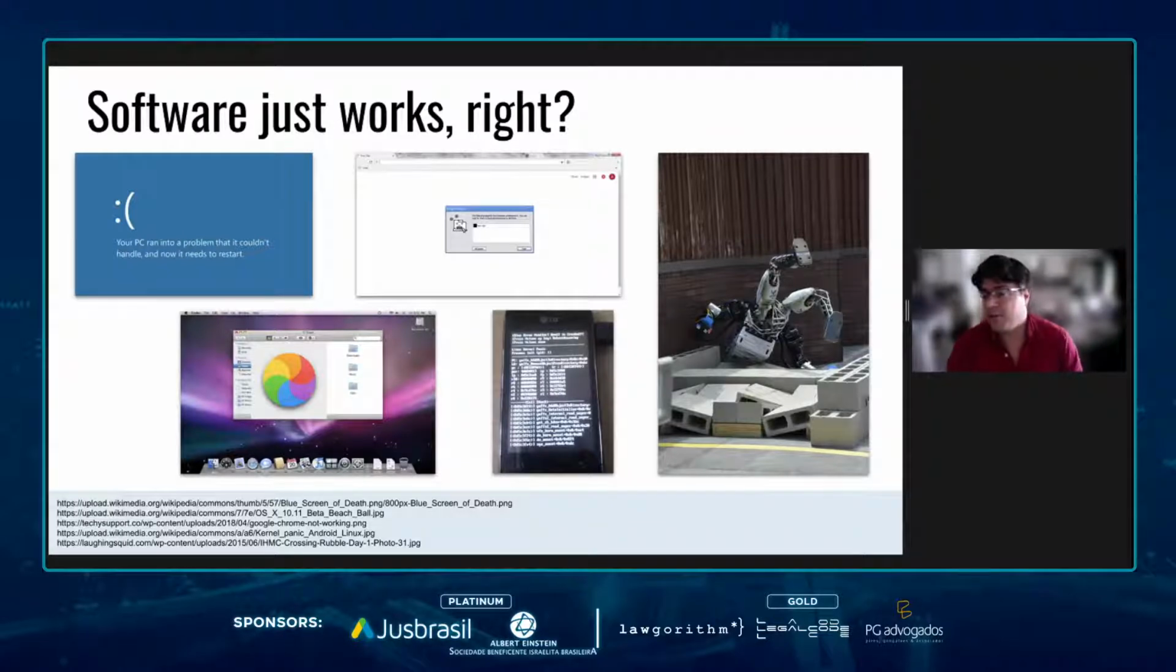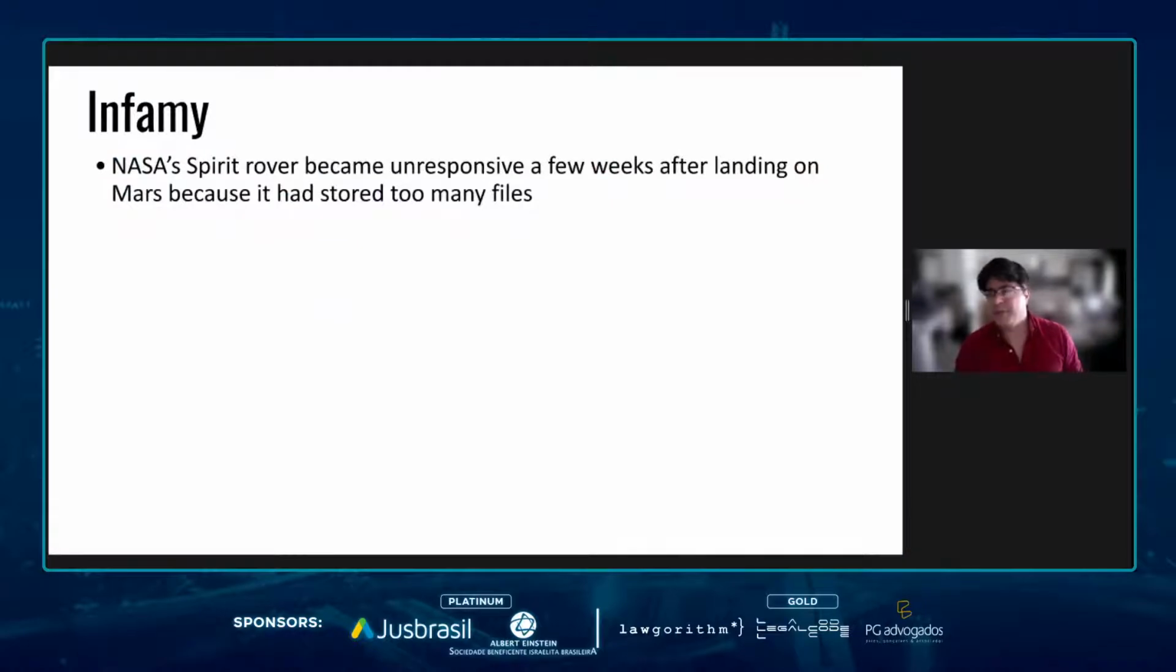And we can even see real live robots crashing due to bugs. But if we look back towards history, some infamous bugs that we can think about are the NASA Spirit rover that became unresponsive a few weeks after it landed on Mars. And this was due to a bug in its deletion software routine.